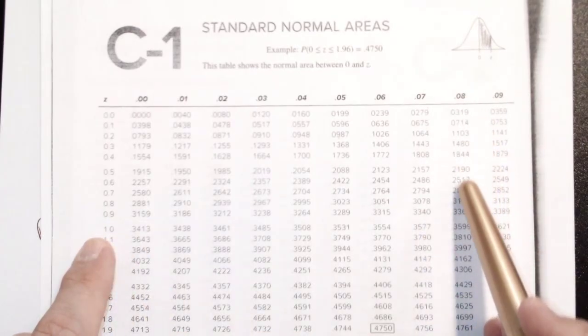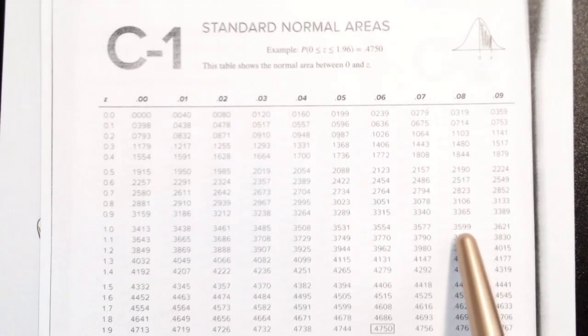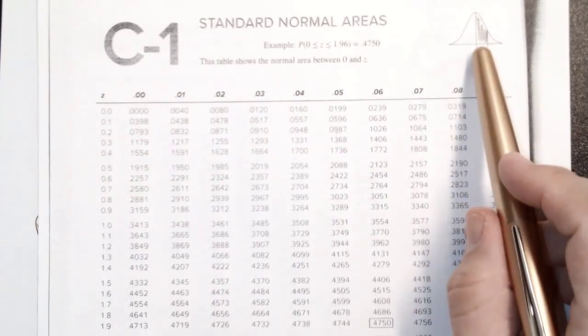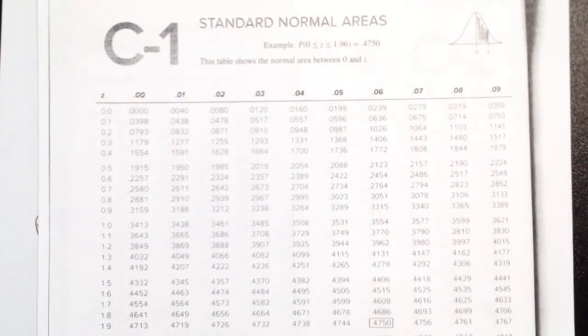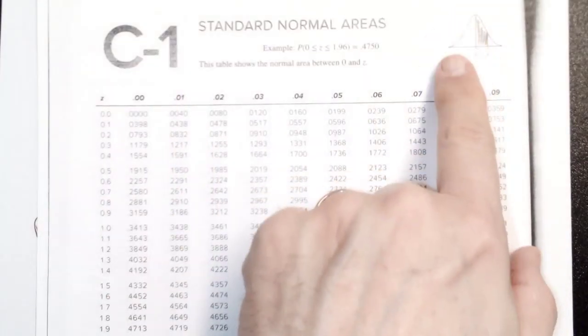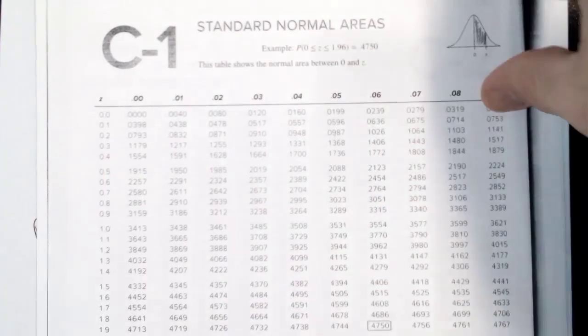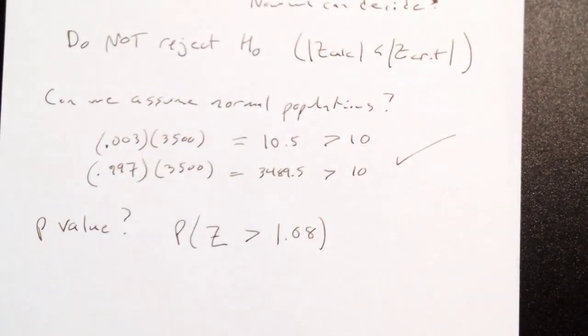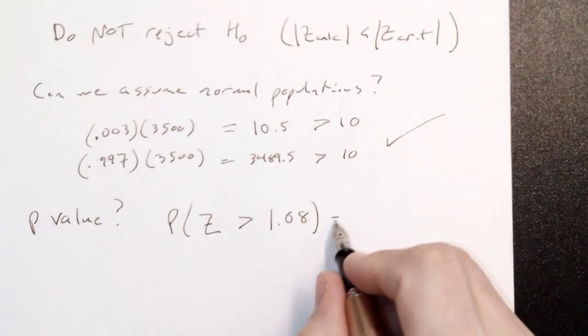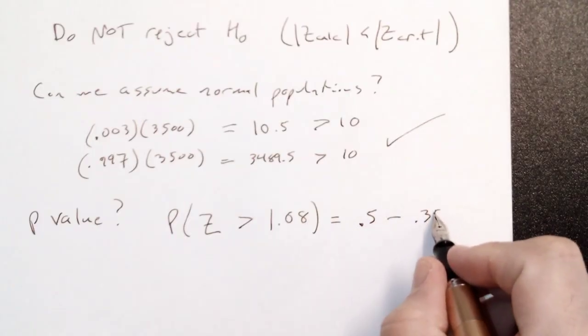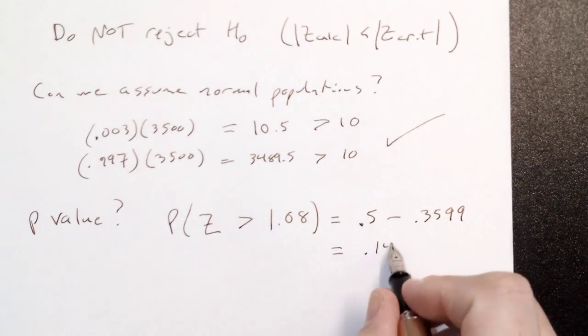1.08 gives me this number right here: 0.3599. But that's the area in here, and we want the area in the tail. How do I get the tail? Not in this case, because I'm using this table. Because you'll notice that we only shaded in on the right half. It's a half. So it's 0.5 minus 0.3599, which is 0.1401.